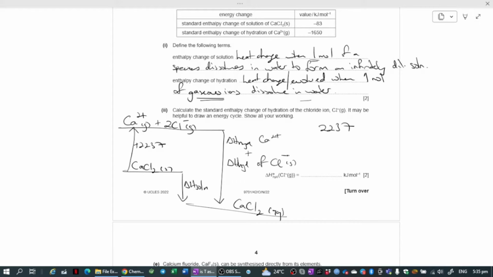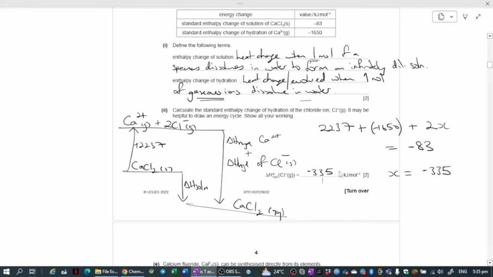We know what the enthalpy change of hydration of the calcium ion is. So this plus negative 1650 plus 2 times the hydration value of Cl minus gas, and we can be algebraic here and call that X, must be equal to the solution enthalpy, which is negative 83. And all that is required for us to do here is to algebraically solve for X, and you should get that X is negative 335 kilojoules per mole. A good way to check back your answer as well.